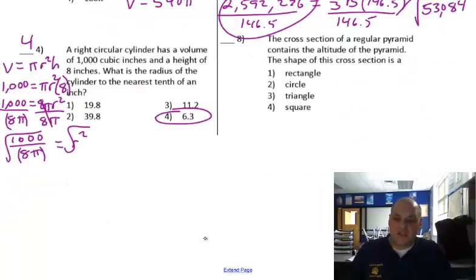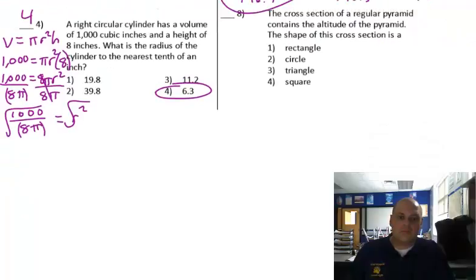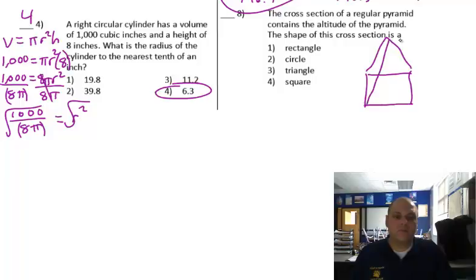The cross section of a regular pyramid contains the altitude of the pyramid. So I have a regular pyramid. Doesn't matter what kind of pyramid. I'm just going to draw a rectangular pyramid, whatever. There's my pyramid. The cross section, that's a slice, contains the altitude, the altitude straight up and down. So basically they're slicing it right there. There's my slice.